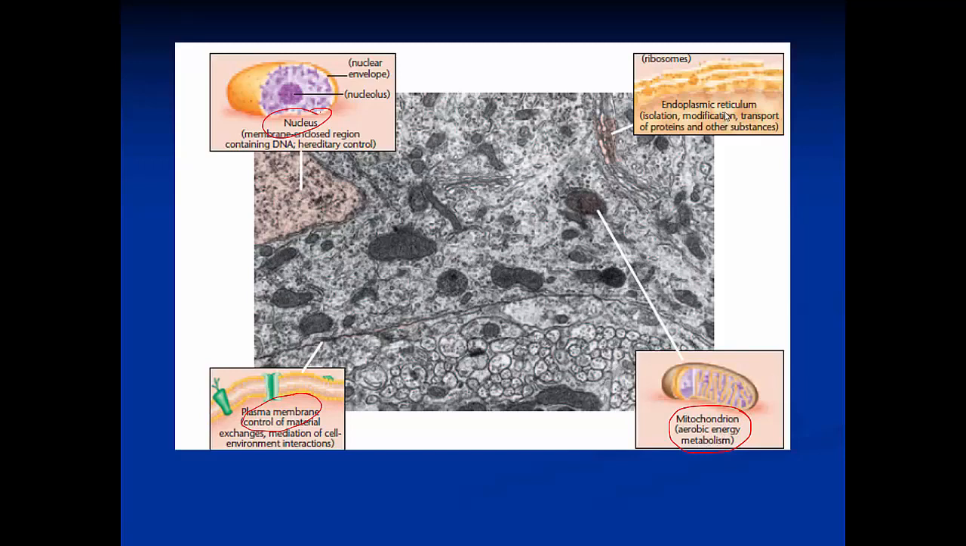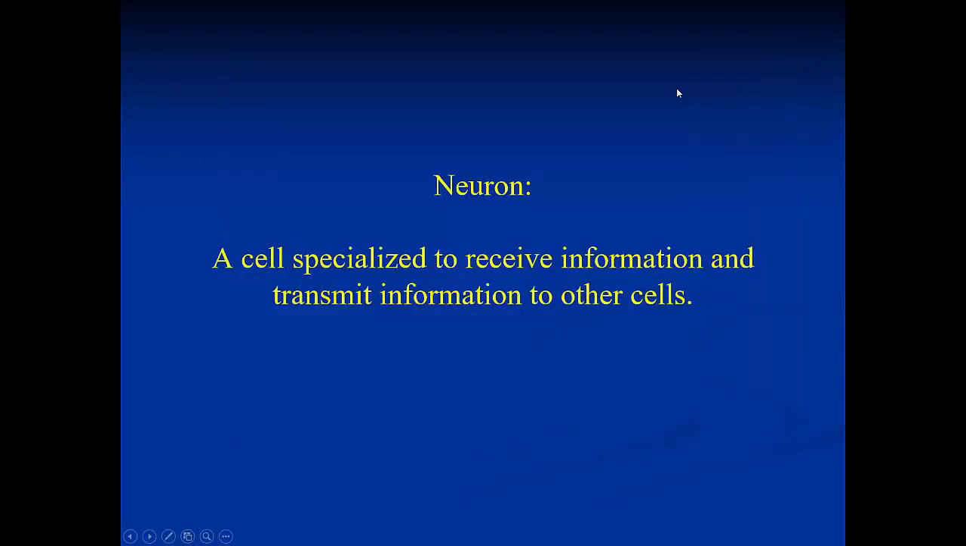Endoplasmic reticulum I didn't really talk about too much, but it's a series of membranes that are associated with ribosomes. Now you know what ribosomes do. Remember, these are going to make protein. So the endoplasmic reticulum, if it has ribosomes on it, is going to be important for making proteins.